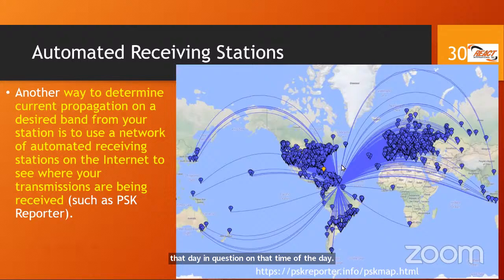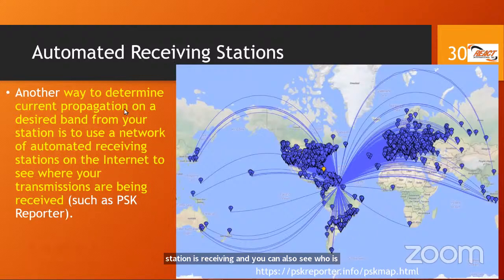You don't have to be a licensed ham to go and take a look at it. You can go there right now and take a look at how propagation is going between different stations. You could select a particular station and see who that station is receiving, and you can also see who is receiving that station if they're transmitting, right?